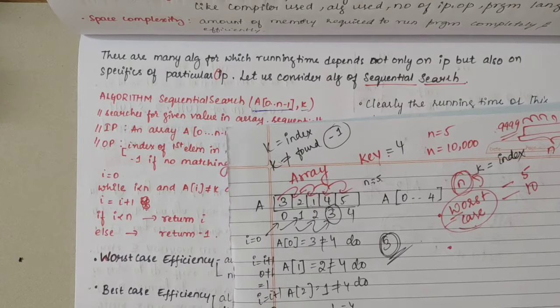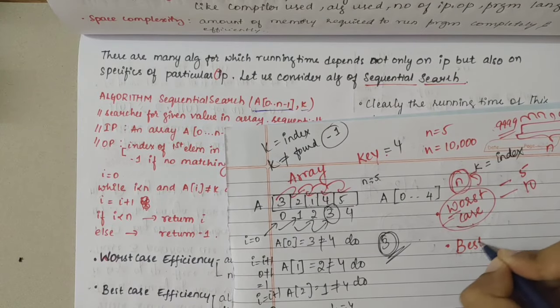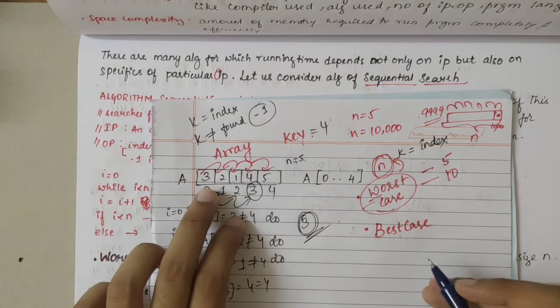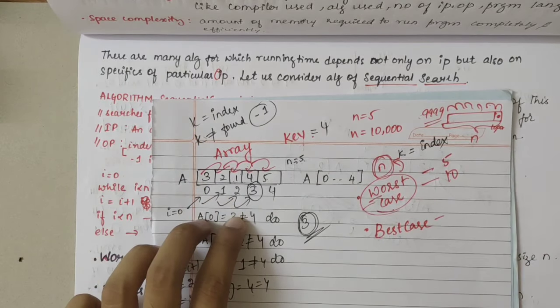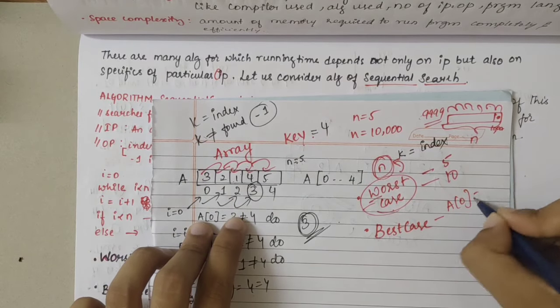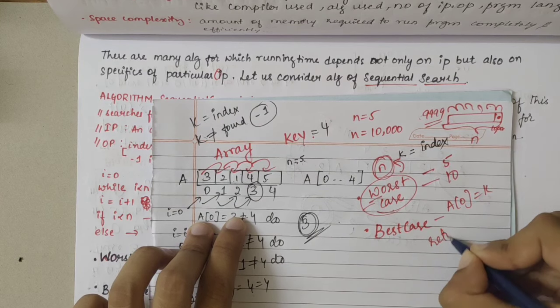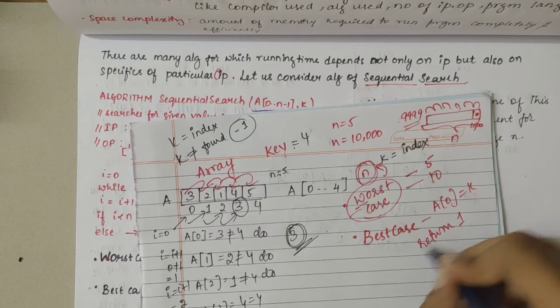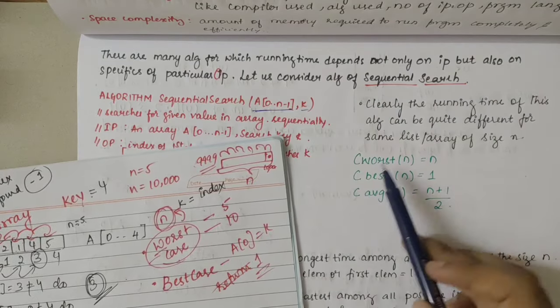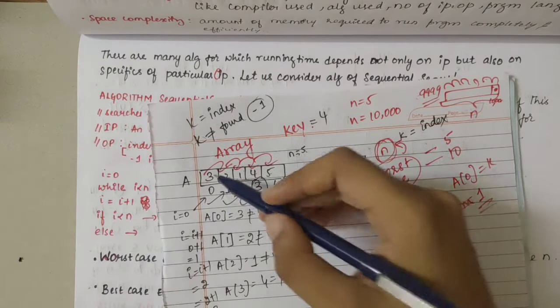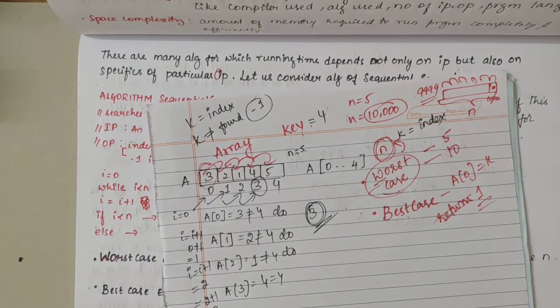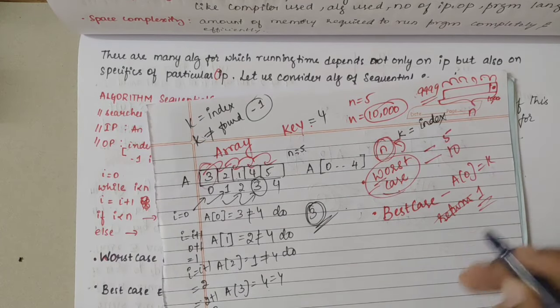Coming to the best case, by the definition only we can understand that if the key value is found in the first position itself, if a of 0 is equal to key, then we can return 1, because the efficiency would be 1, since the key value is found at the first position itself. You need not iterate through the 10,000 values. Okay, so that was for the best case.